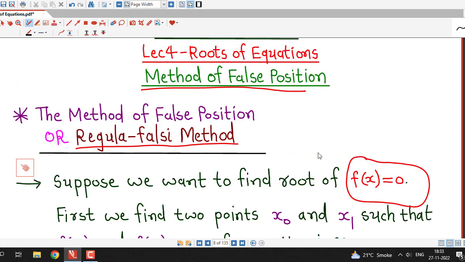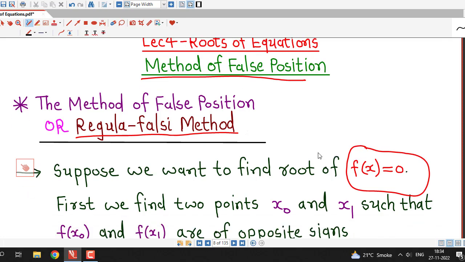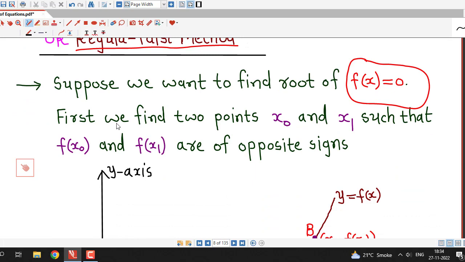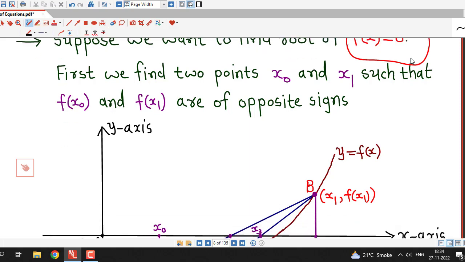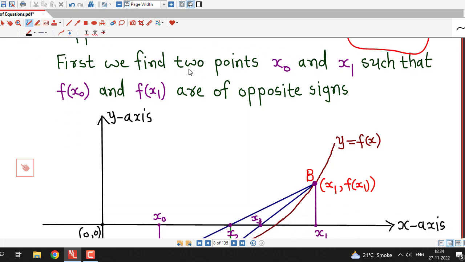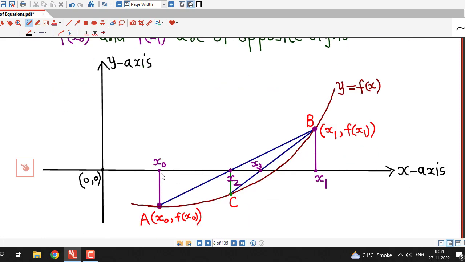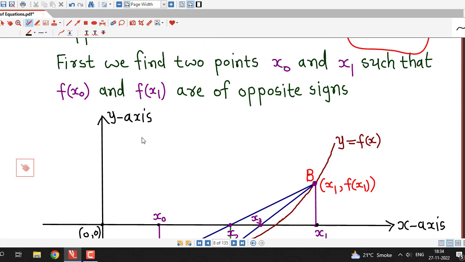Sometimes they ask you to discuss a particular method, so they can ask what you know about the regula falsi method or to discuss the bisection method. So you should write in this way. I have written systematically what I just discussed. Suppose we want to find the root of f(x) = 0. Then the first step is to find 2 points x0 and x1 such that f(x0) and f(x1) are of opposite signs.